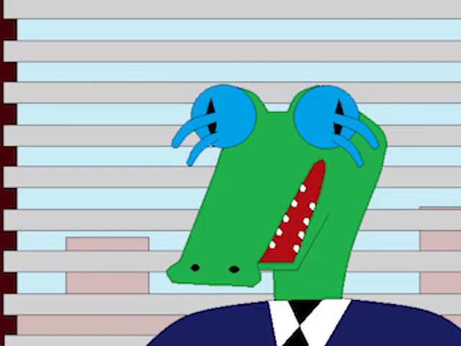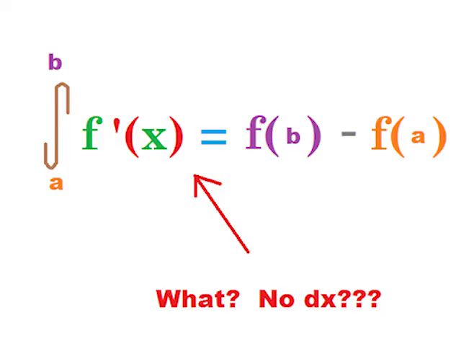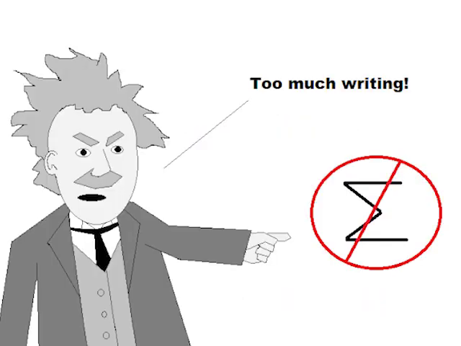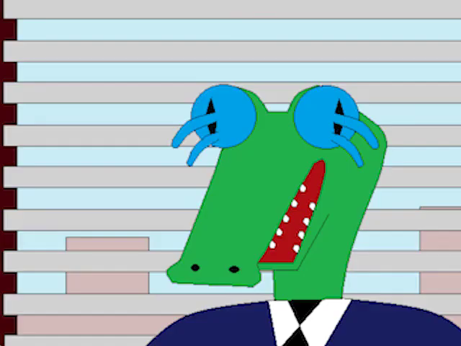One last thing for the math purists out there who are probably mad at me for leaving the dx off after the f prime of x. Go yell at Albert Einstein for leaving off the sigma notation symbols whenever he used his Einstein summation convention. I'm trying to keep stuff simple.